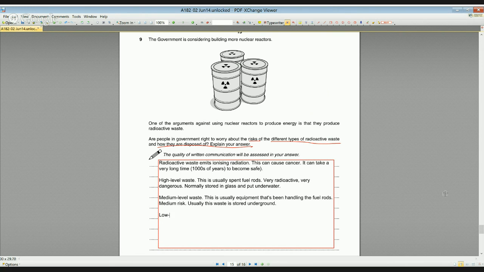And the last one, low level waste. Sorry, let's just go back here. We'd normally refer to it not as medium level waste, but as intermediate level waste. Let's correct that. Low level waste, it's medical waste. So equipment that's been in contact with perhaps medical traces or anything like that. Low risk, usually just put in landfill.